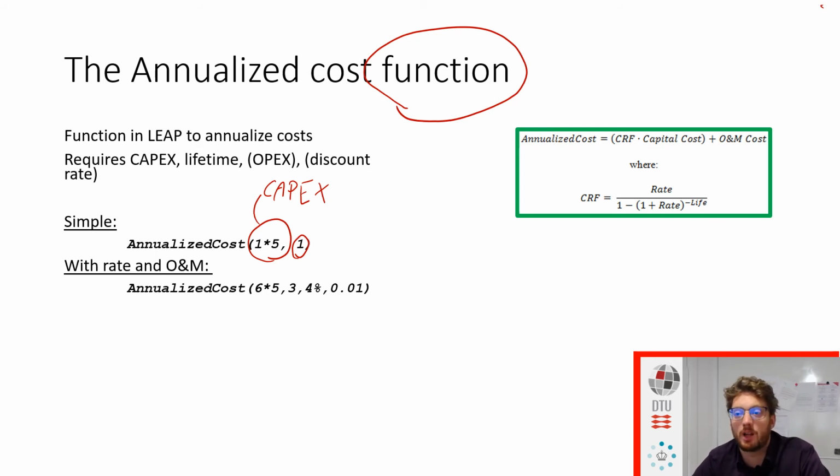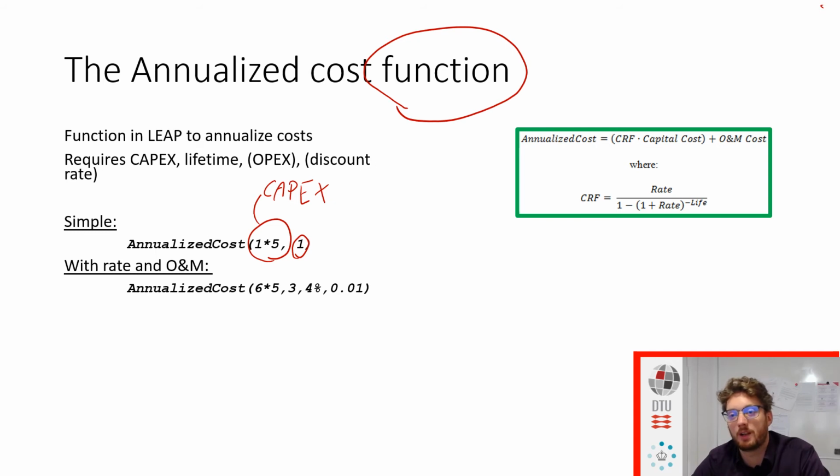You can annualize that cost by having this function here. That's also usually recommended for doing simplified optimization, which LEAP does. So that's also where it is very practical.